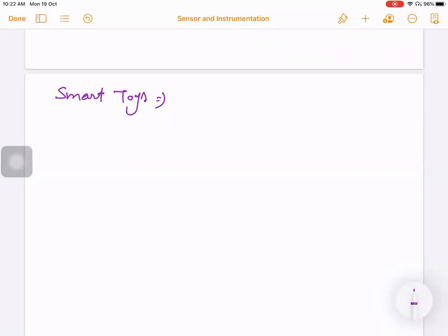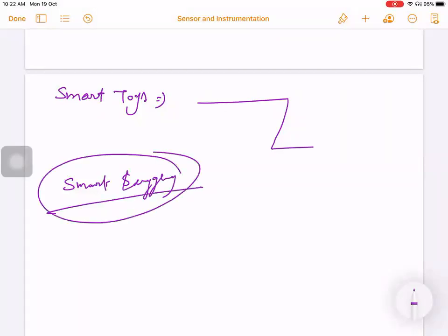A simple example: if you have a line follower, it just draws one track over here, and this toy will follow the path. Then smart luggage. Some of you may have seen examples or videos of smart luggage. Suppose here is this luggage, and you are moving. Suppose you are here and the destination is over here.